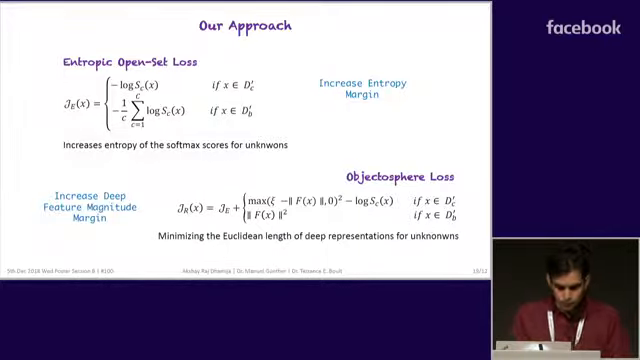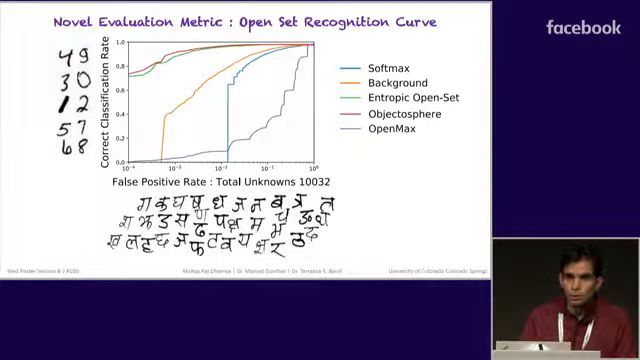For evaluation, we propose a new metric called open-set recognition curve. The curve is produced after sorting all of the test samples according to the maximum probability assigned to any of the known classes. On the x-axis, it has the false positive rate resulting from the unknowns, and on the y-axis is the correct classification rate from the knowns. As seen in the figure, our approach outperforms all of the current approaches.